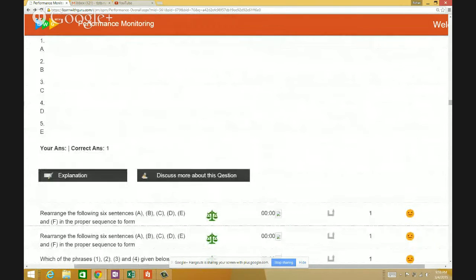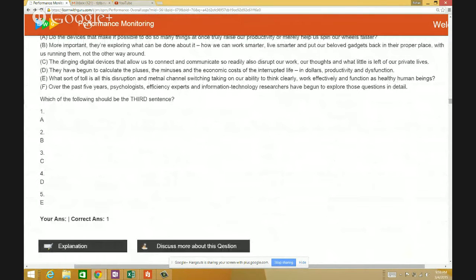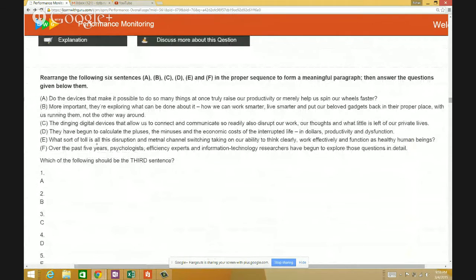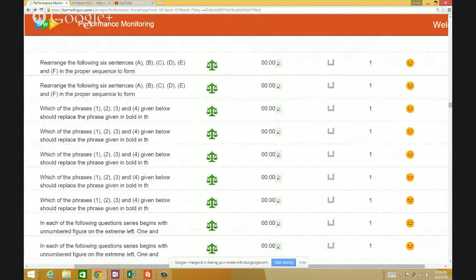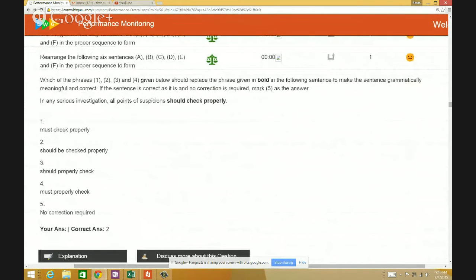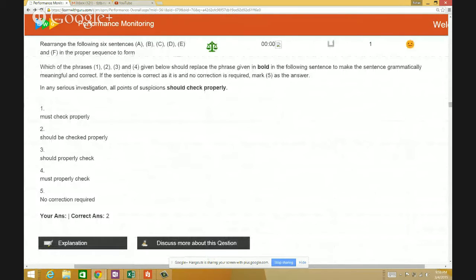The fourth sentence would be the answers to these questions. They have begun to calculate pulses. D would be the fourth sentence, and 'Over the past' will be the fifth sentence, and 'More important' is the sixth sentence. Let's not go on a lot here because I'm not going to solve everything. I'll just give you an overview.